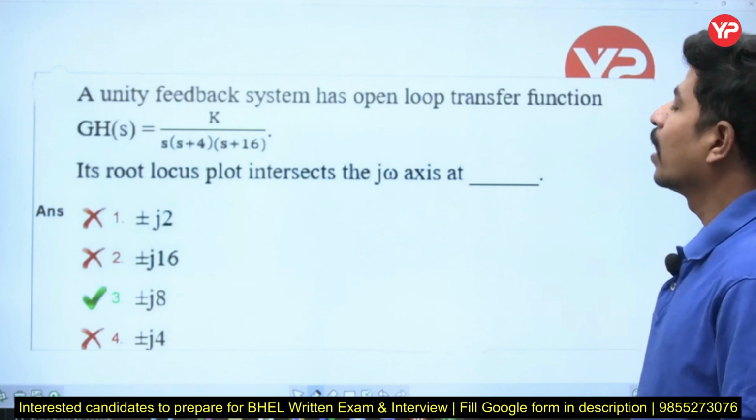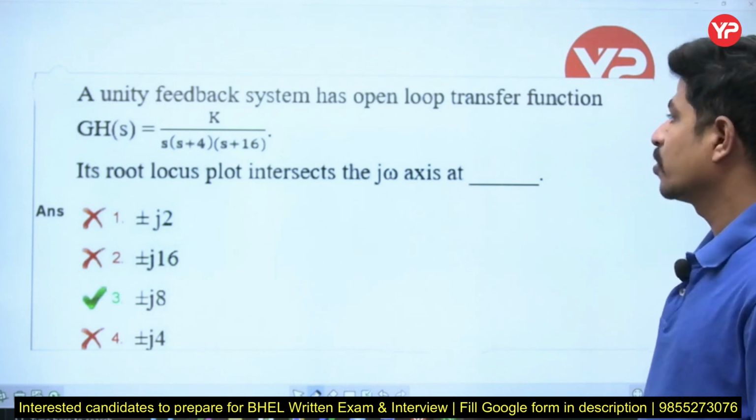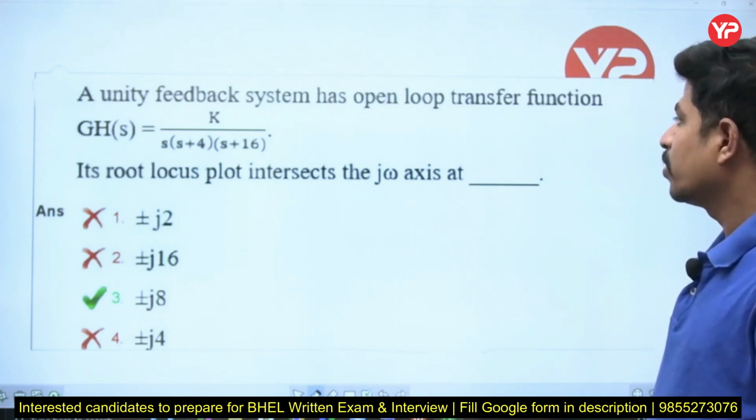Next question please. A unity feedback control system has an open loop transfer function GH equals K by s into (s plus 4) into (s plus 16).